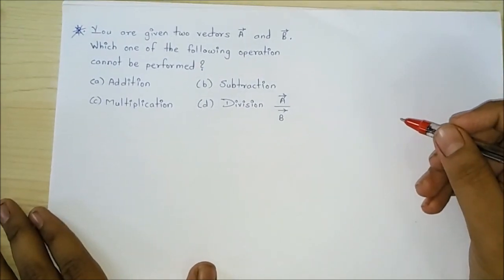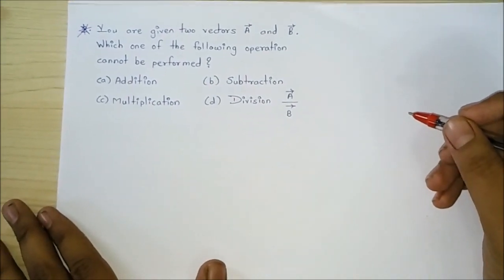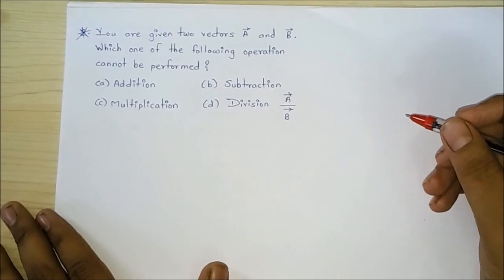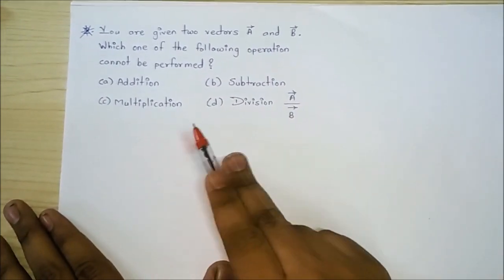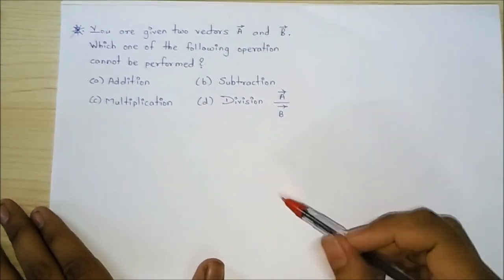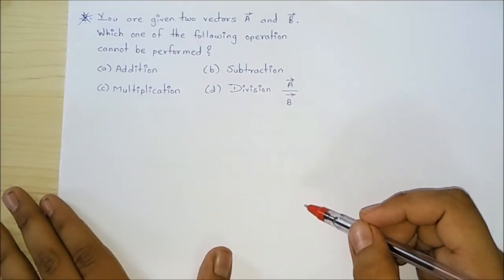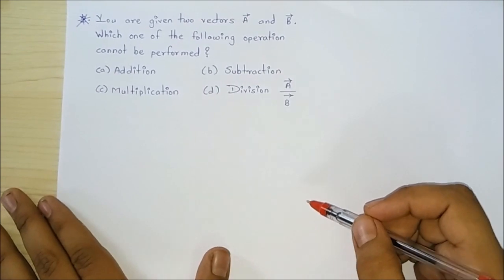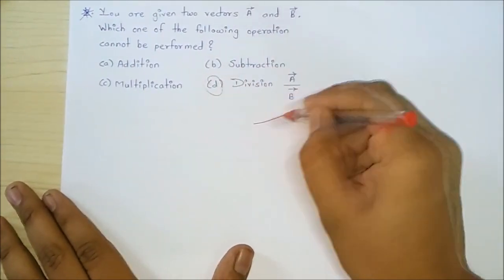You are given two vectors A and B. Which of the following operations cannot be performed? Option A addition, option B subtraction, option C multiplication, option D division of A and B. We cannot divide a vector by a vector because we can divide their magnitudes but cannot divide their directions. So option D is the correct answer.